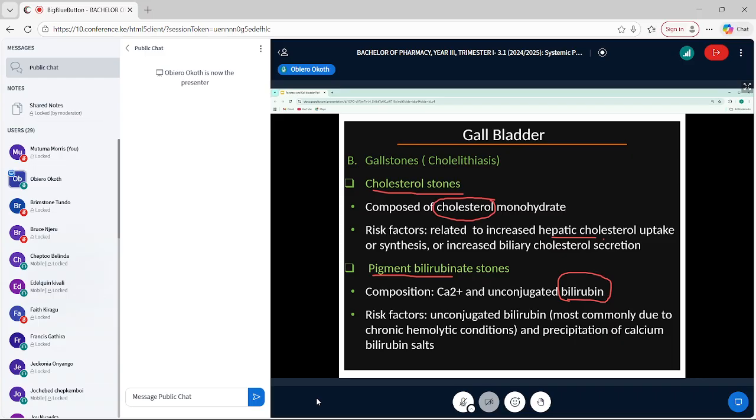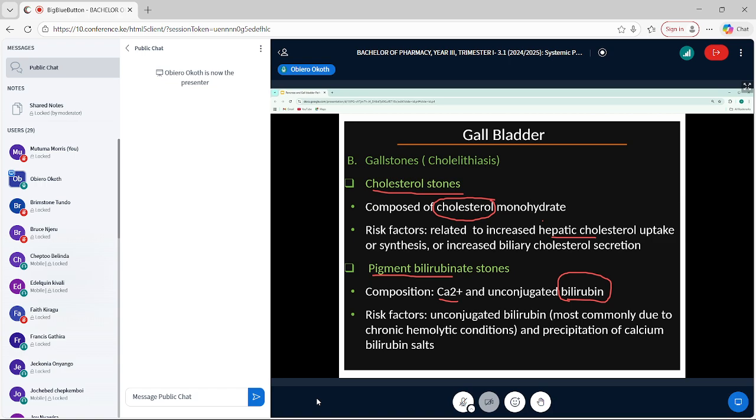Here, anything that's going to increase cholesterol will give you cholesterol stones. Here it is mainly conditions that are going to increase unconjugated bilirubin, or are going to cause precipitation of bilirubin salts. And this one has a lot of calcium, so they tend to be radiopaque. You can see them on X-rays. This one, unless they acquire sufficient calcium, tends to be radiolucent. You don't see them on X-rays.